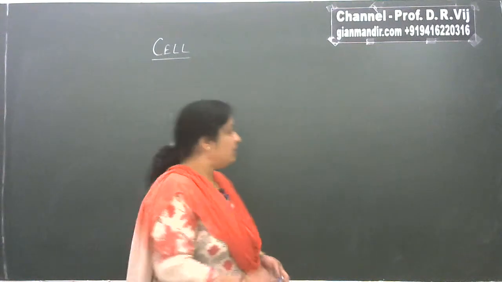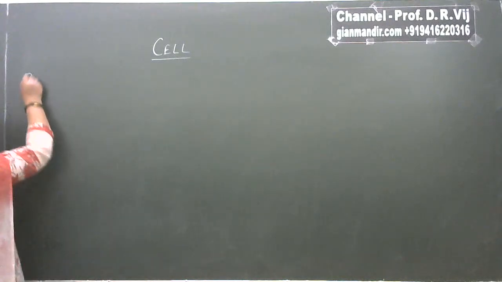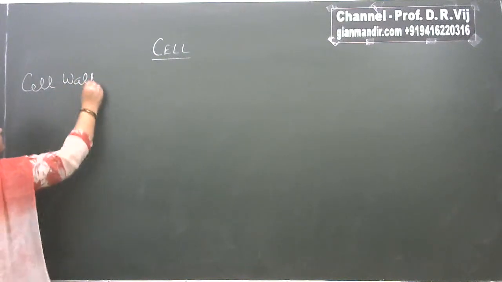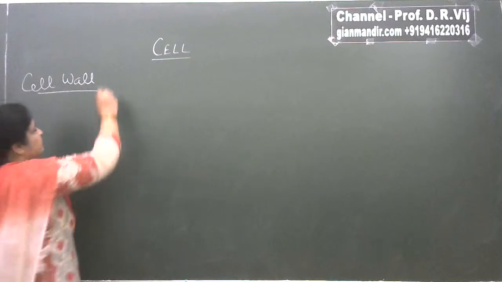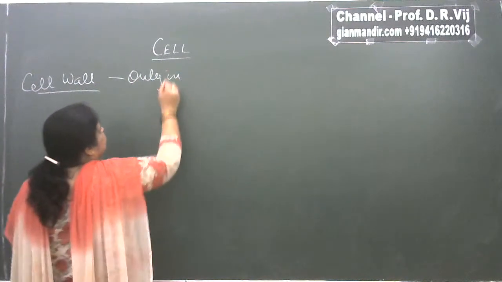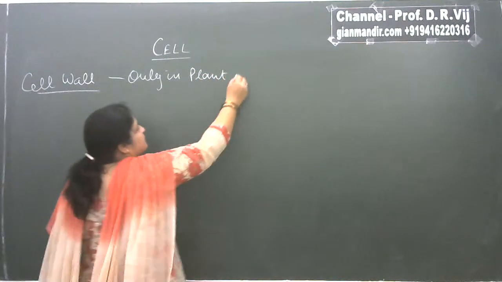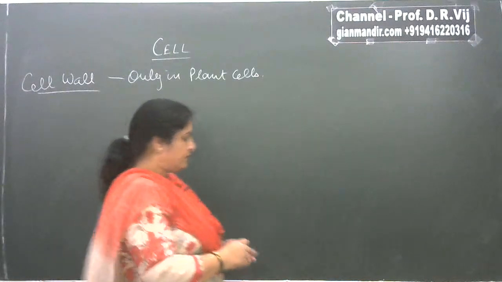But if we talk about plant cells, they have got one more additional covering, and that additional covering is known as the cell wall. But remember, this cell wall is found only in plant cells, not in animal cells, right? So plant cells have that additional covering.